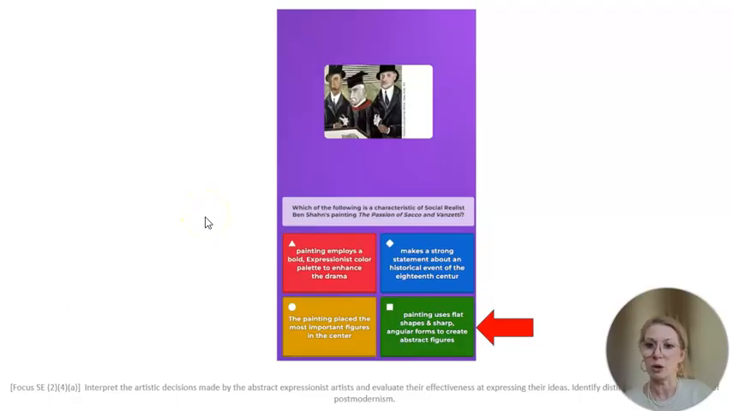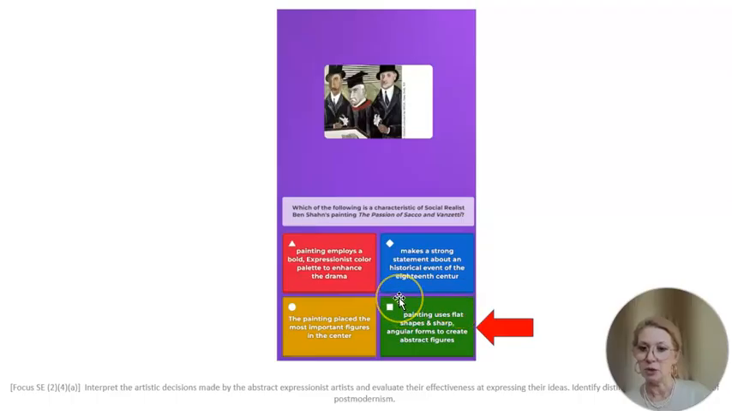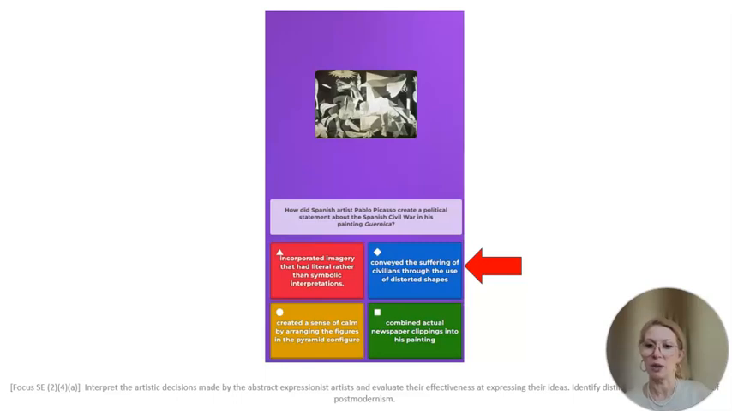Okay, which of the following is a characteristic of realist Ben Shahn's painting, The Passion of Sacco and Vanzetti? The painting used flat shapes and sharp angular forms to create abstract figures. How did Spanish artist Pablo Picasso create a political statement about the Spanish Civil War in his painting, and I always say it wrong, Guernica? I'm sure I said it wrong. He conveyed the suffering of civilians through the use of distorted shapes. So if you remember, when you look at this painting really closely and you look at the faces of the people, you're like, wow. So make sure that you watch that video about Picasso.